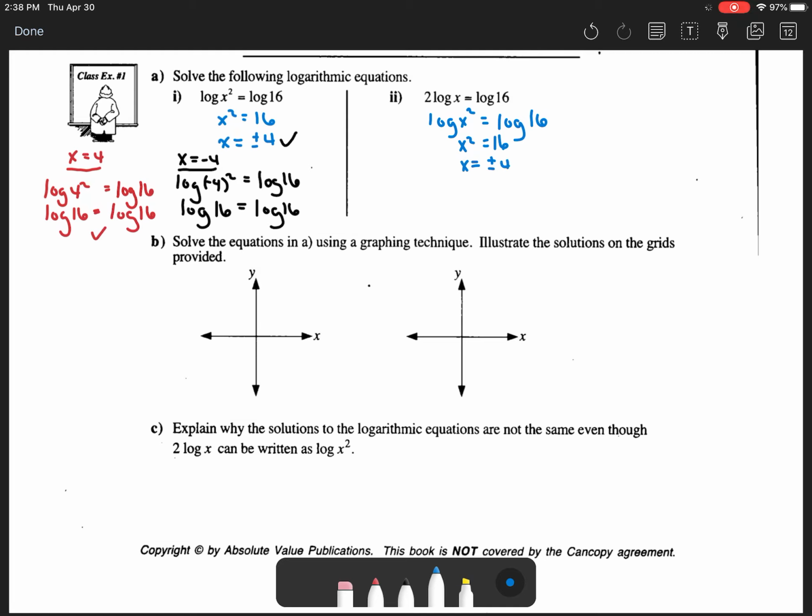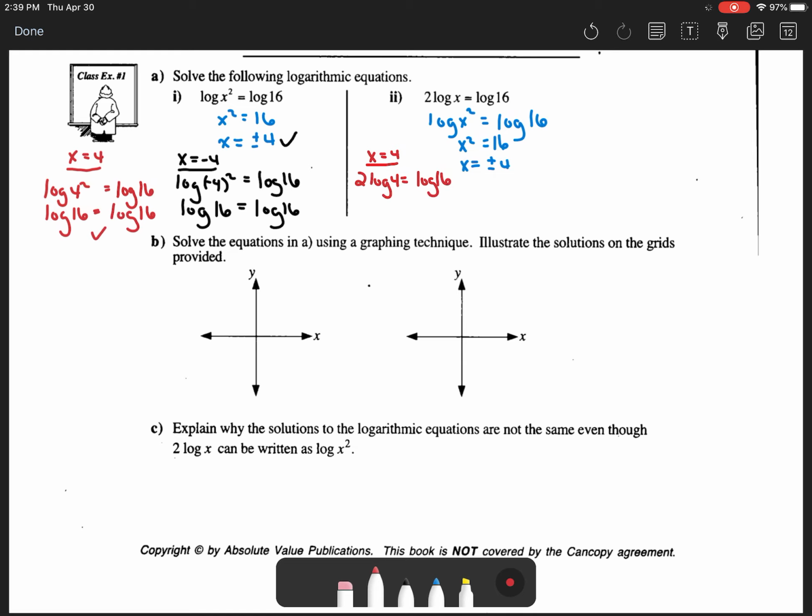So at this point you would assume that both solutions will work because they were very similar calculations, but you're going to see that's not the case here when I go and verify. So when I take x equaling 4, and I substitute, this is going to be 2 log 4 equals log 16. Okay, that is okay.